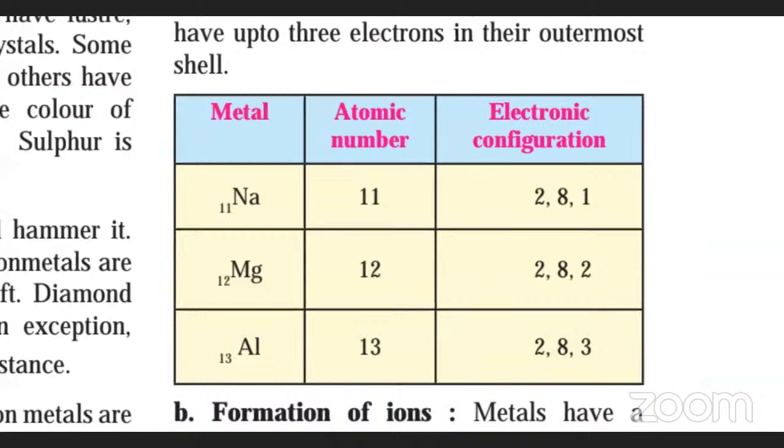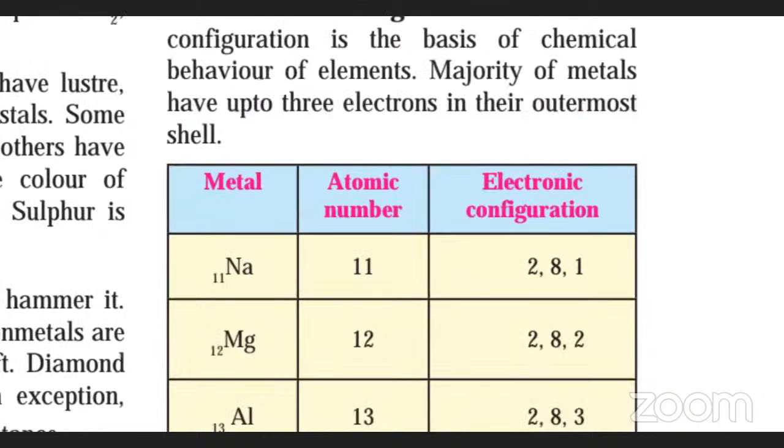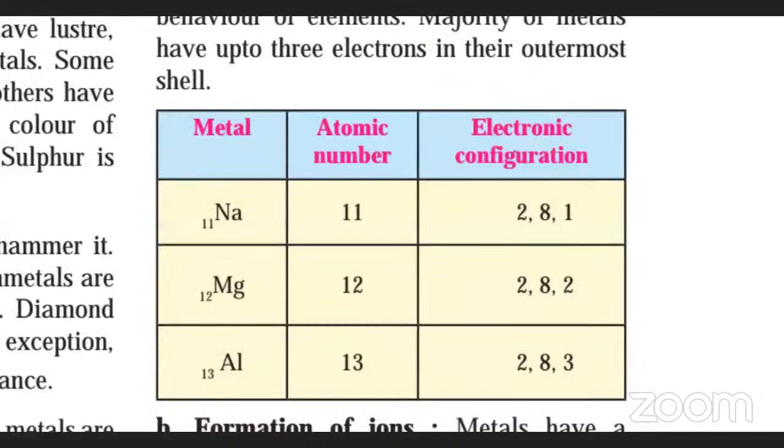This atomic number tells you the number of electrons present inside the atom. So how is the electronic configuration, meaning how are the electrons arranged? It is 2, 8, 1. What does this 2, 8, 1 mean? I'll show you with the help of a diagram.